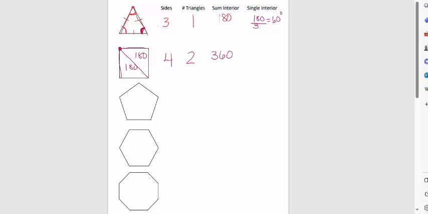And if I wanted to know just what one single interior angle would be here, because it's a regular polygon, we already know what it is because it's a square, but let's go through it just so you see the pattern. So we have 360 degrees divided by 4, because there are four sides and so four angles, and 360 divided by 4 is 90 degrees. So each angle on the inside here is 90 degrees.